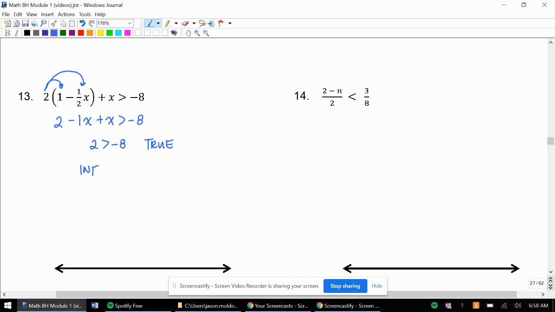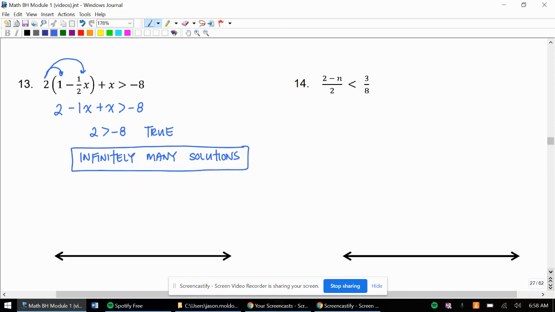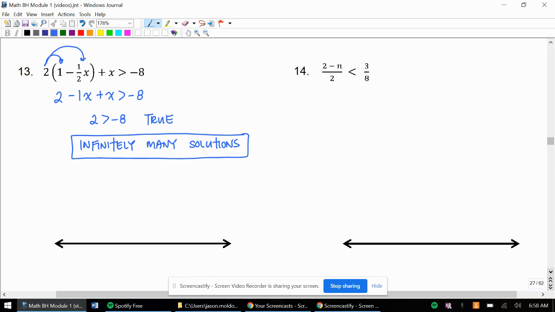And this was called infinitely many solutions. We also had this come up with equations, not just inequalities, and we will see that again when we get to equations again. I sometimes abbreviate it like this. There's not really any other way. So these are your 2 options.